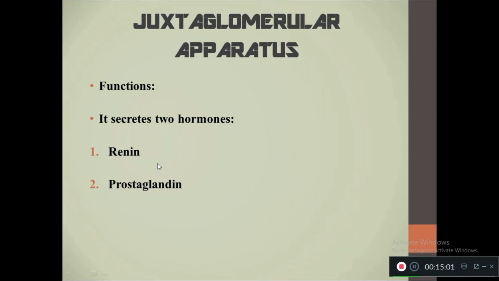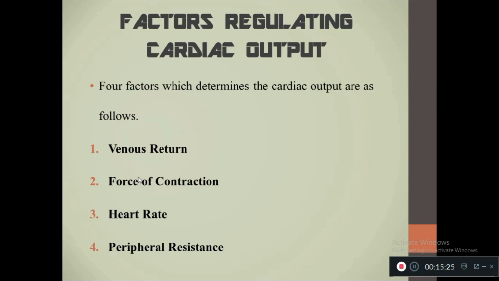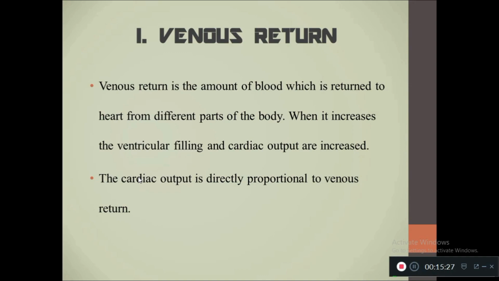Now, to conclude the juxtaglomerular apparatus, the functions: it secretes two hormones, renin and prostaglandin. These two hormones regulate our blood pressure. Renin along with angiotensin controls the blood pressure. So this is how you need to answer the juxtaglomerular apparatus in your exam. Now move on to the third question.